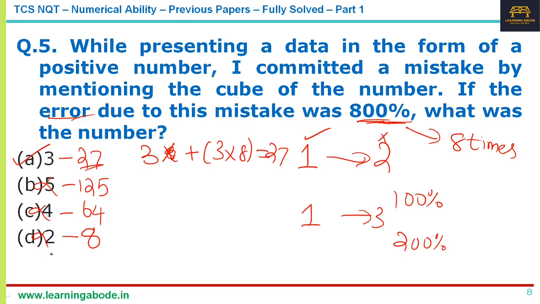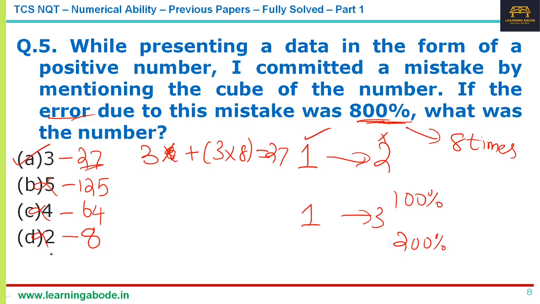So I repeat, instead of writing 1, if you write 2, that is an error of 100%. You are increasing it by 100%. Instead of writing 1, if you write 3, you are writing 200% more. Likewise, if the error is 800%, it means it is 8 times more than the original number. So that is the idea that you should get.